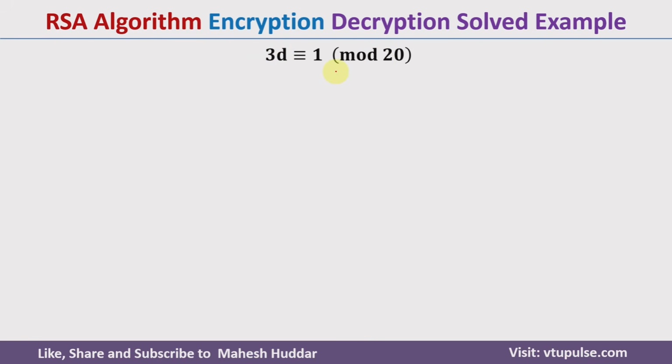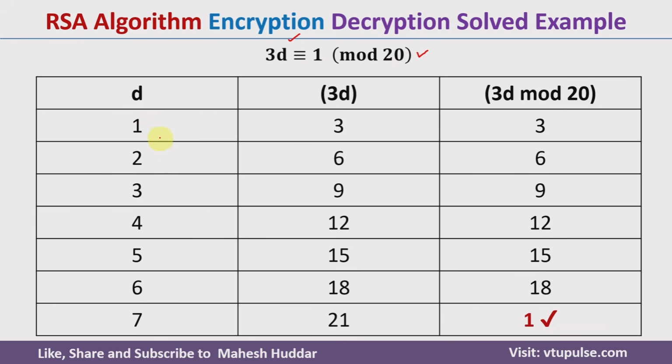Now we will check all possible values of D which will satisfy this equation. First I will select the D value as 1. Once you take D as 1, 3D will become 3, and 3D mod 20 will be 3. So next we will select D is equal to 2. So 2 into 3, that is 6. 6 mod 20 is equal to 6.